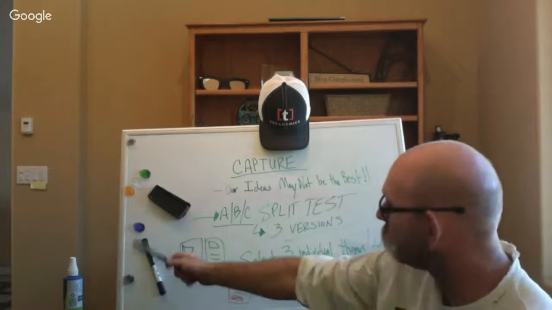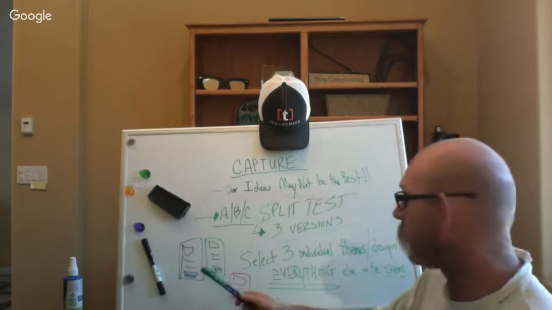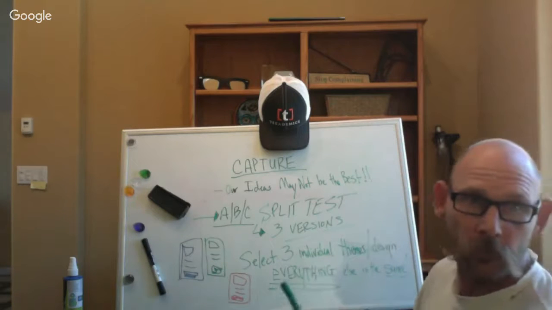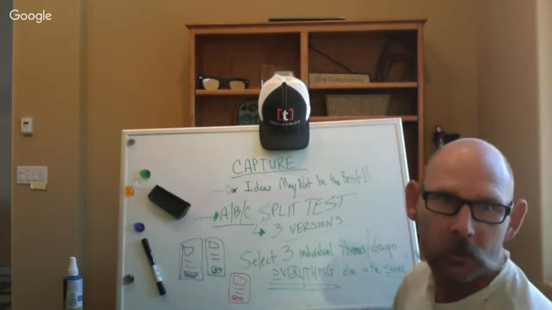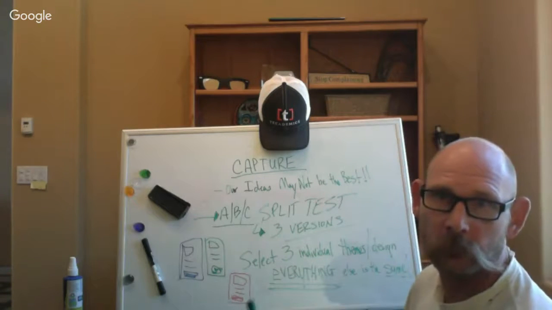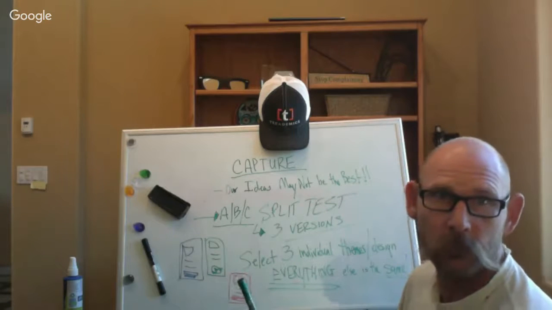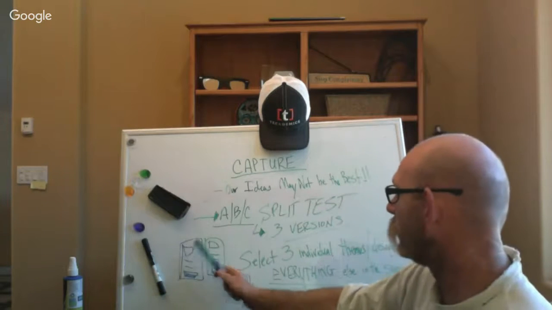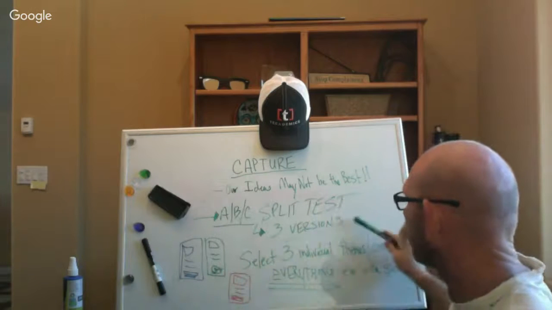If I put purple in here and yellow, then I could see, right? But for right now, we're gonna do ABC. We're gonna find the winner, and then we could do it again if we wanted to see if we could even increase the results even more, right? So originally, we've got the ABC split test, which is 3 versions.